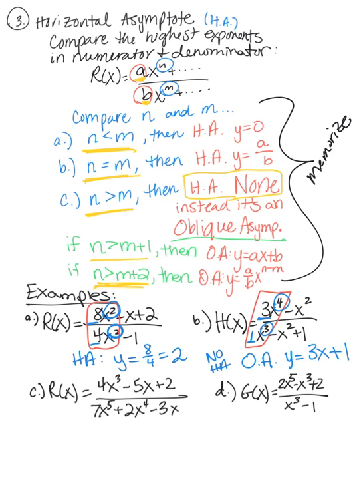Okay. Let's look at another example. Again, I care about the leading term and the leading coefficient there. So I'm going to compare. 3 compares to 5. 3 is actually less than 5, which means that my horizontal asymptote is at 0.